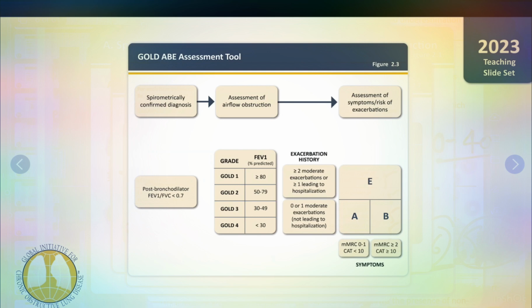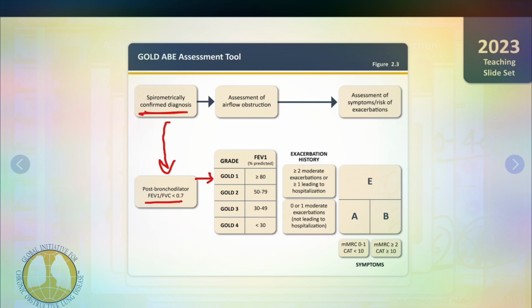Then comes the GOLD ABE assessment tool. First of all, we have to spirometrically confirm the diagnosis. For that, we have to check the post bronchodilator FEV1 upon FVC ratio. If it is less than 0.7, then we should proceed further. Here we will assess the airflow obstruction according to GOLD grade 1 to 4.